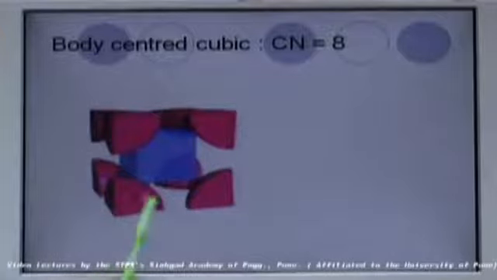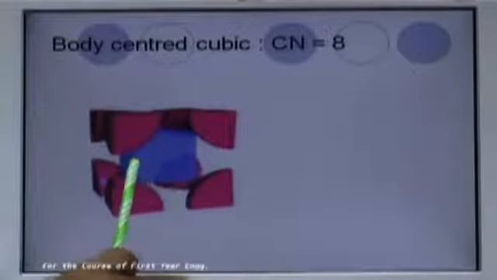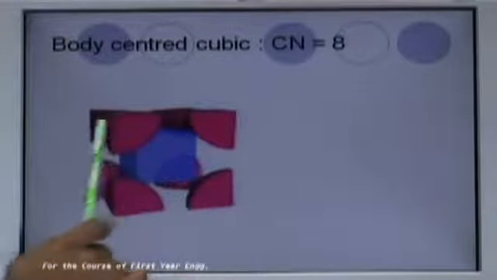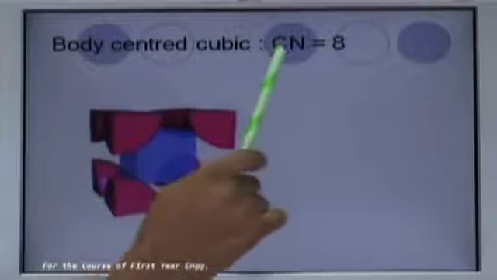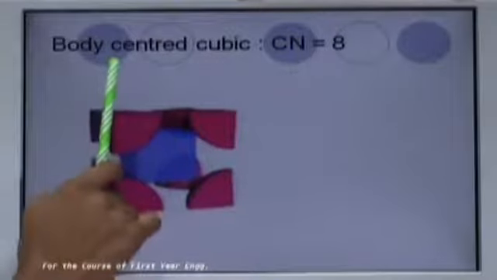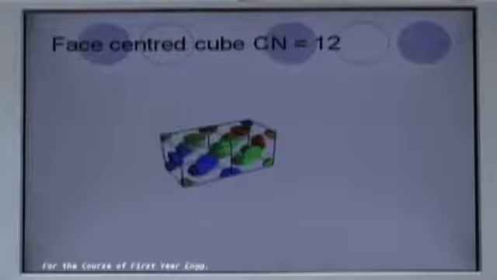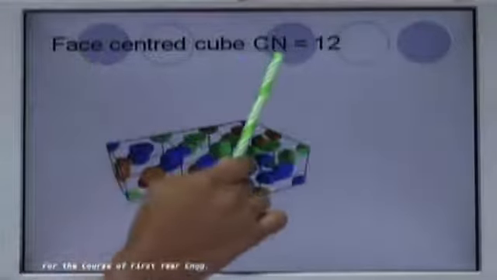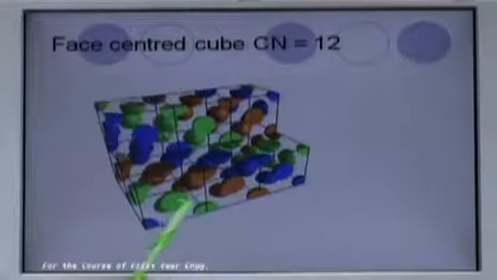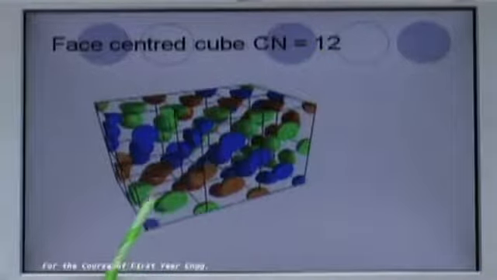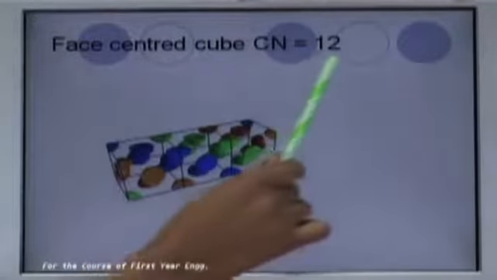Then for body centered it is 8. Simply here we can see that the central atom is surrounded by 8 atoms which are situated at corners. So that's why coordination number for body centered cube is 8. Further, for face centered cube, coordination number is 12. Here we have to imagine 8 unit cells adjoining to each other. Then we can see that coordination number for FCC is 12.